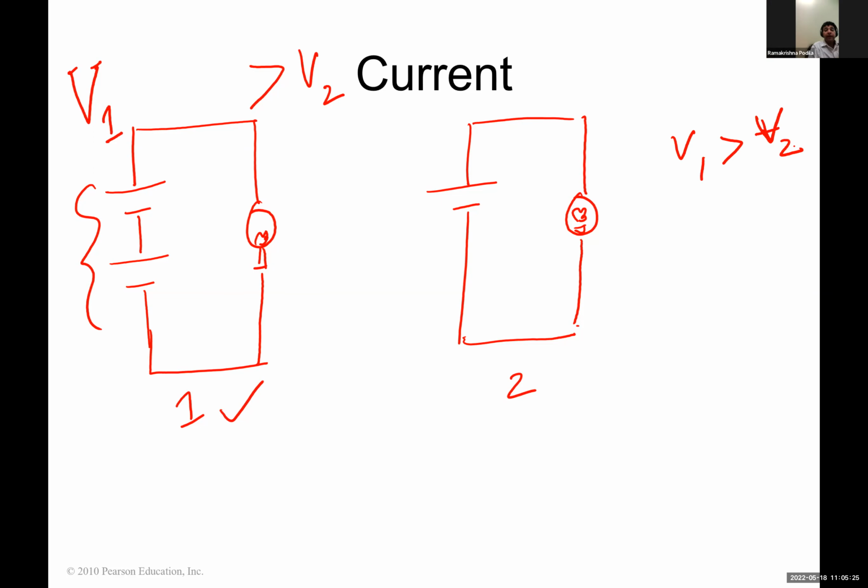So if V1 is greater than V2, there will be more current. What if I put 3 batteries? Which one will have more? Would 3 batteries have more than 2?